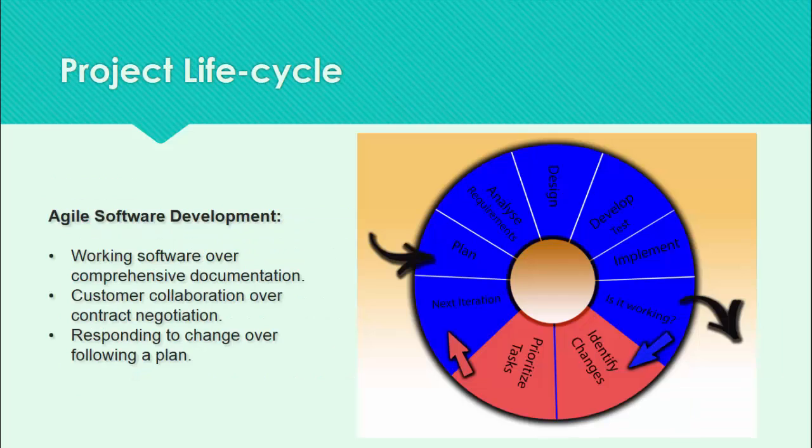So this is how we represented our project's life cycle in Agile, by starting with the planning phase, then moving to analyzing requirements, then the design stage, followed by development and test, then finally implementation. However, in this stage we will get users' and clients' feedback, and if it's working we will deliver it successfully, and if it's not working or needs improvements, it goes for the next iteration. But before that, there should be identification of the changes necessary to make it work this time, plus prioritizing the tasks to save time.